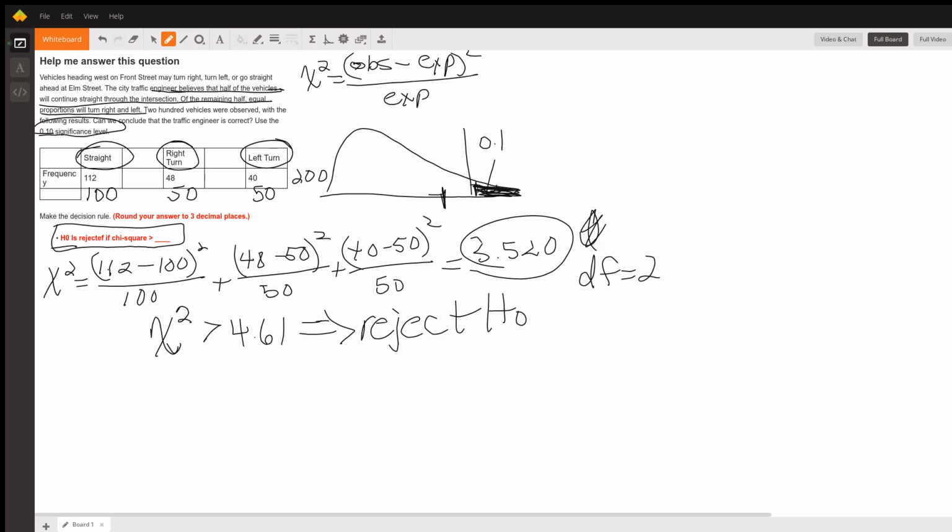We have no evidence that the city traffic engineer is not correct in his belief that half the vehicles will continue straight, a quarter turn right, and a quarter turn left.